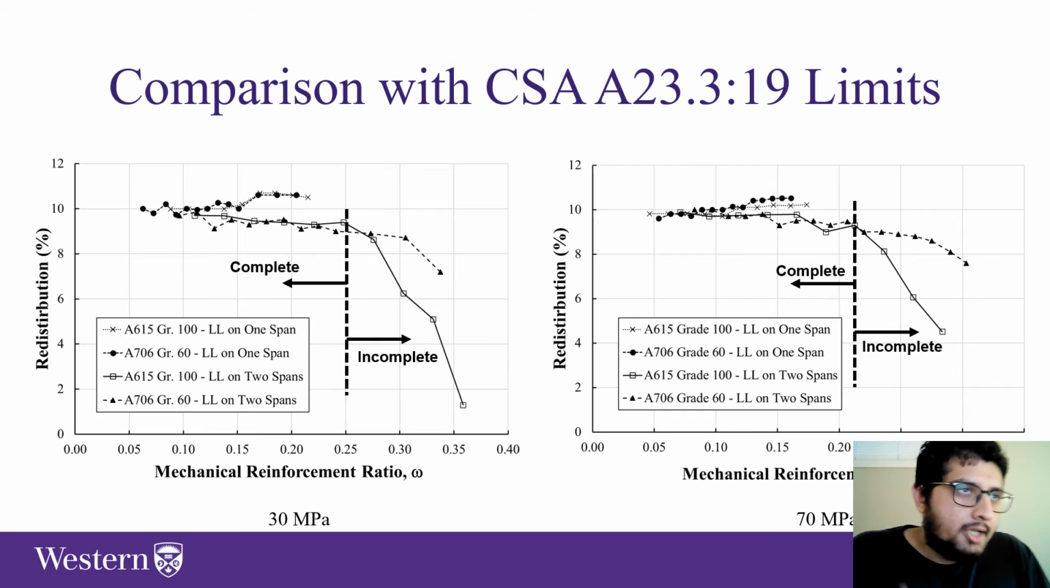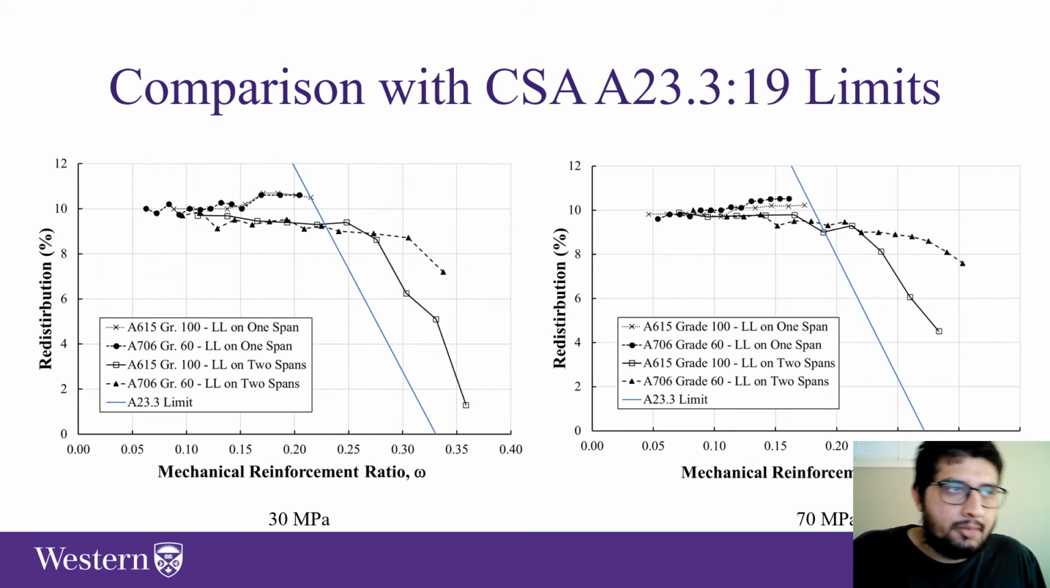And as long as a complete collapse mechanism is forming, then regardless of the concrete compressive strength, we are seeing a total moment redistribution of about 10%. So we can conclude that as long as a complete collapse mechanism forms, then concrete compressive strength is not that significant. If we compare our results to the 8.23.3 limit, we can see that the 8.23.3 limit is conservative.